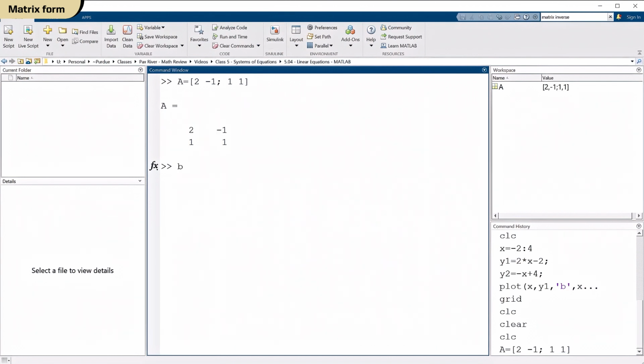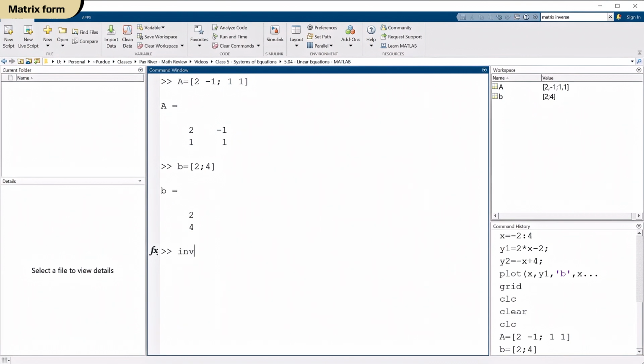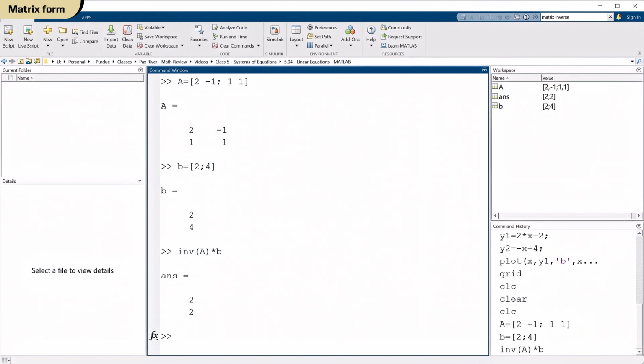Well, let's just make B. Again, open up that left square bracket to tell it that what's coming next is going to be either a matrix or a vector. And to MATLAB, a vector is just a matrix with either one row or one column. And this is going to be 2 and then semicolon 4. Okay, let's just let that go to the screen. Okay, that looks good. Now, all I have to do is type in inv(A) times B, and there it is, 2 and 2. X equals 2, y equals 2.